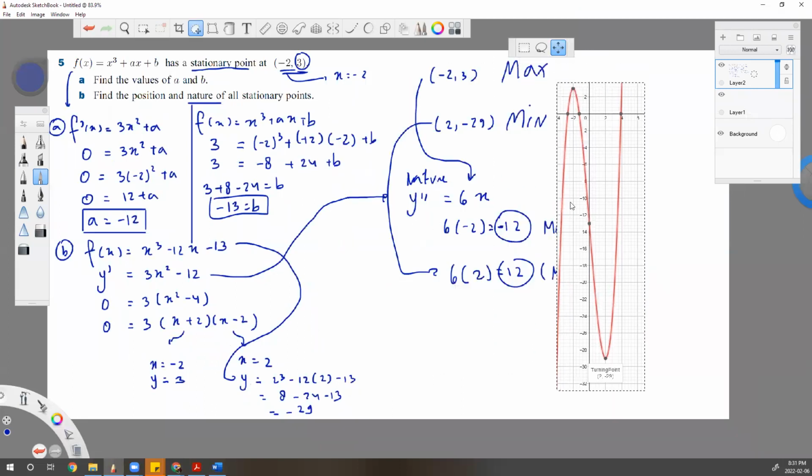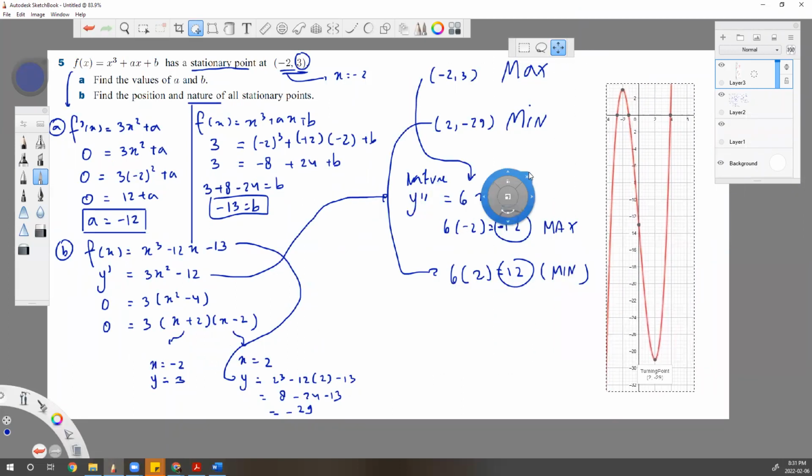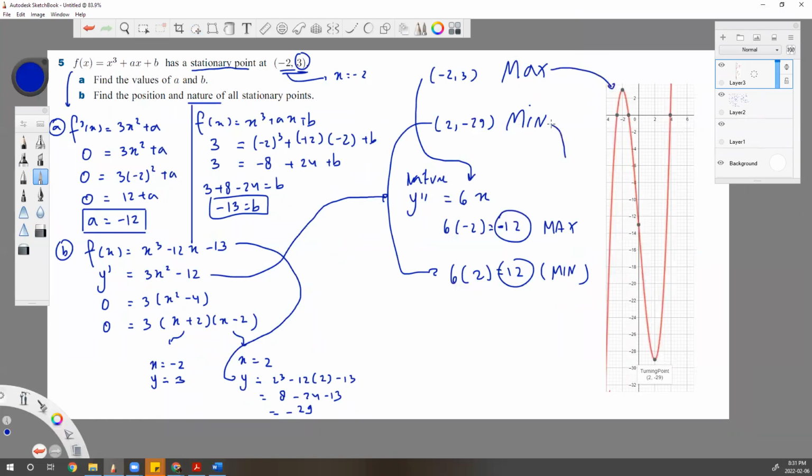There you go. See, it is proven. -2, 3 is maximum. -2, 2, -21 is minimum. Okay, so I think that's all for number 5. Wait, so how do you know if it's maximum or minimum from the number?